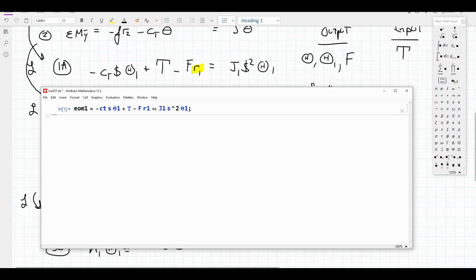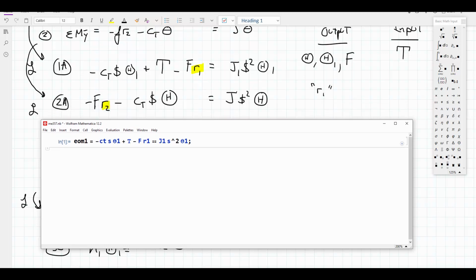Now I want to go to 2a, and that will be my second equation of motion. So I have here a negative FR2 minus CTS times capital theta equals JS squared times capital theta. And that needs to be a capital J. All right, so that is my second equation of motion, now entered also into Mathematica.